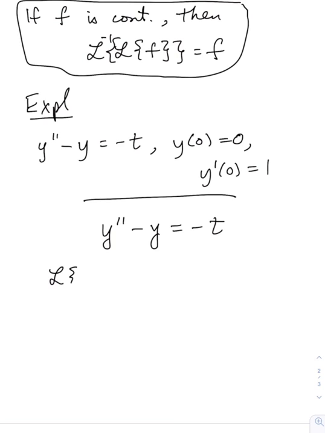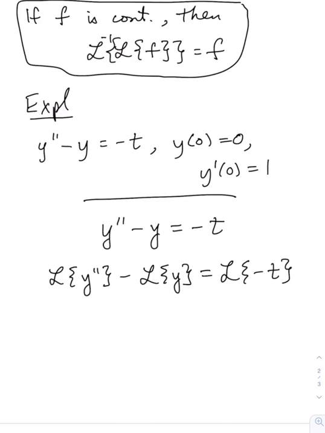On the left, we have the Laplace transform of y double prime minus the Laplace transform of y, and there I'm using the fact that script L is linear. And on the right, I have the Laplace transform of negative t.